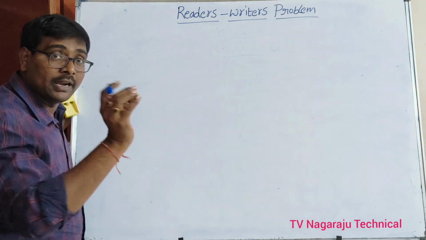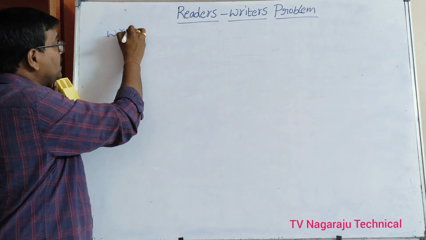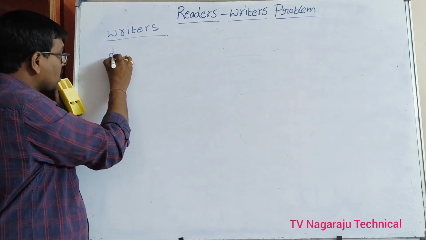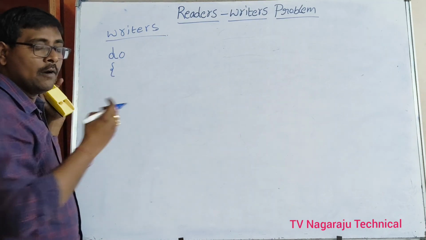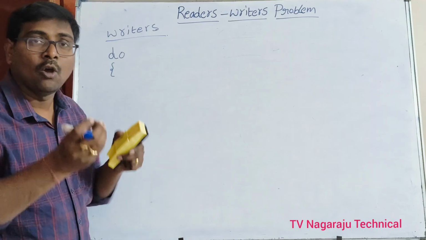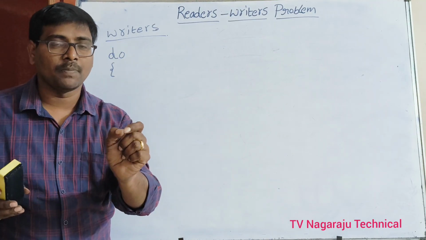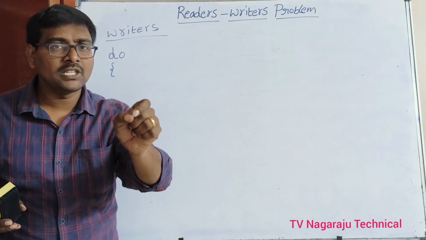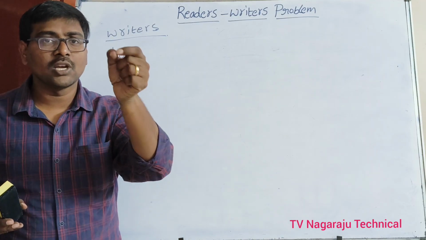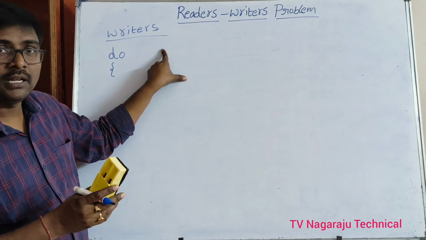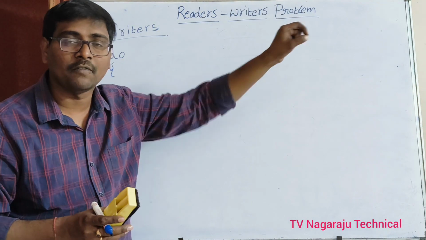First, I will write the procedure for the writer's problem. Now, understand carefully, a do while loop. For example, if a writer wants to enter into the critical section, what is the first step? The first step is always to check whether the critical section is free or not. How do we check? Here we are providing the solution by using semaphores.